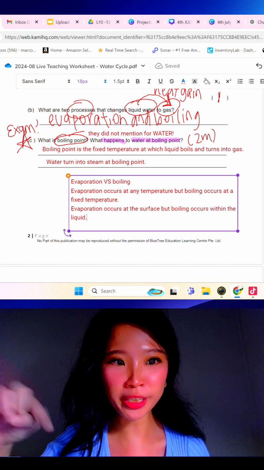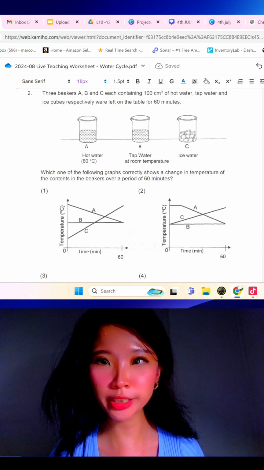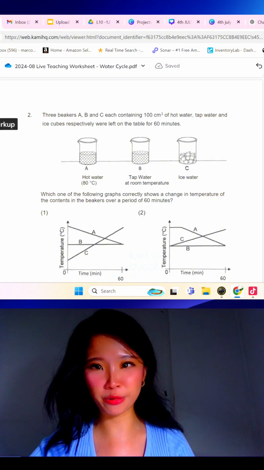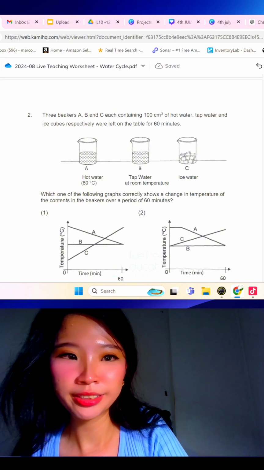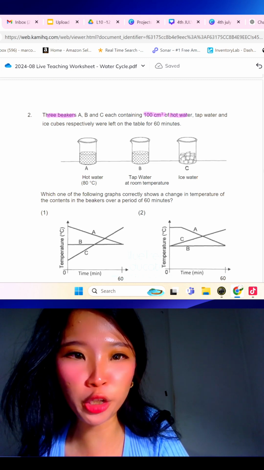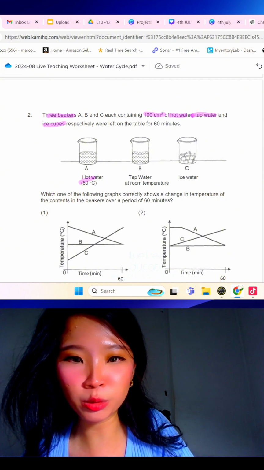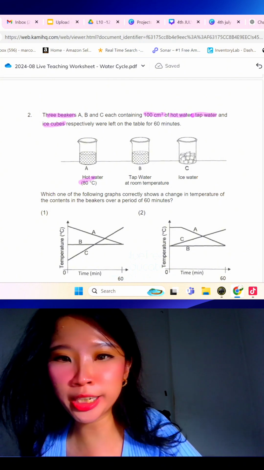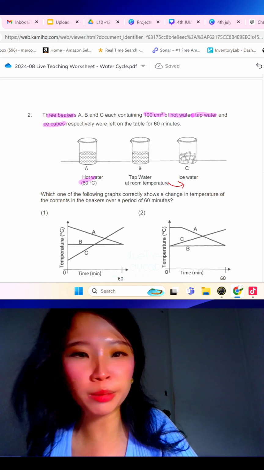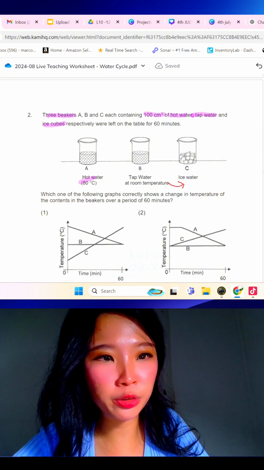Okay, click follow. Next question. I love this question, just one concept, very good. So let's do it together. Three beakers containing 100 cm cube of hot water, tap water, and an ice cube. So hot water, ice water, tap water at room temperature. Can anyone tell me the room temperature? If they never mention room temperature, what is it usually?